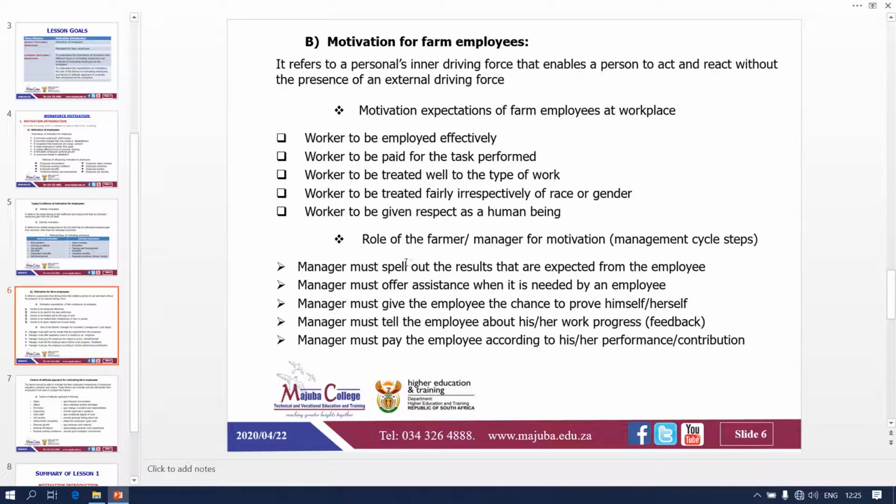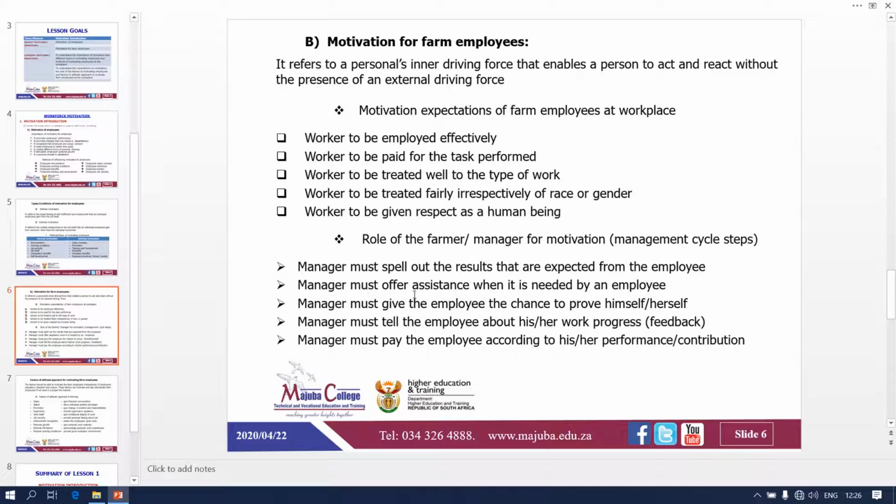Let's look at the role of the farmer or the manager for motivation. It's also known as the management cycle steps. What you need to do if you are the farmer or the manager: the manager must spell out the results that are expected from the employee.